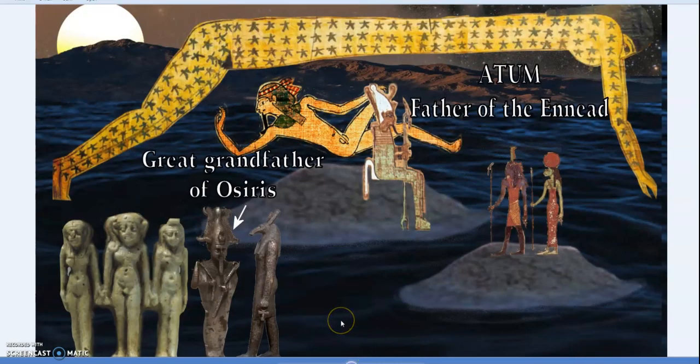He gave birth to Geb, Nut, Nephthys, and all the other gods, including Osiris. Osiris was his great-grandson. Atum is the father of the Ennead. Atum is the god of gods. The pharaoh was linked to Osiris, but Osiris was born generations after Atum.